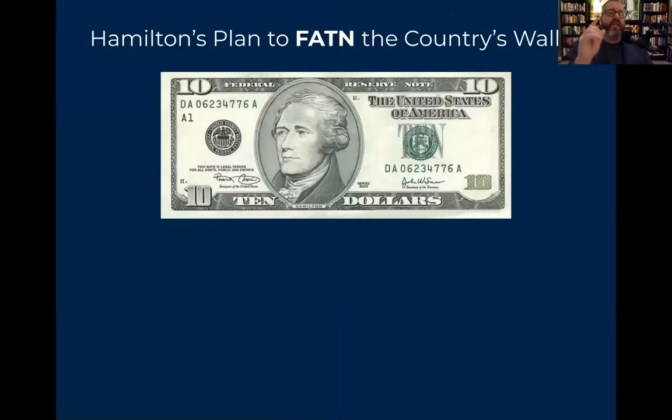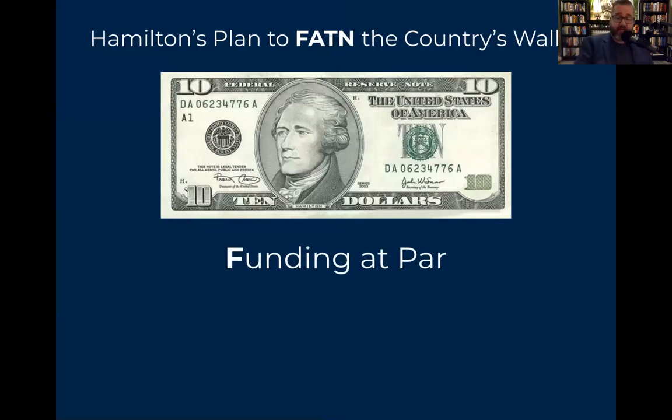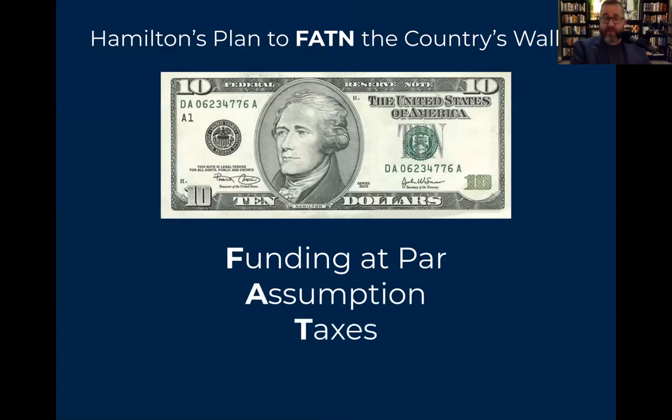But Hamilton's really going to push federalism to its max. He's going to really push that throttle forward and see how far he could push the United States towards a federal policy. He is, in essence, and I call it, fattening the country's wallet. He's going to fund at par, he's going to assume state debt, he's going to apply taxes, and he is going to call for a national bank in which the national bank can collect funds, lend money out, and have an interest that will allow money to be generated through that national bank.